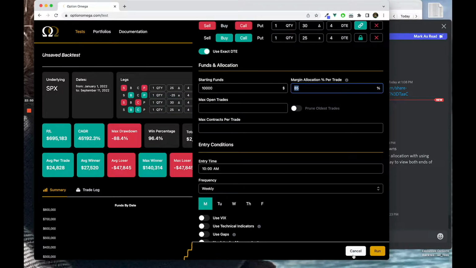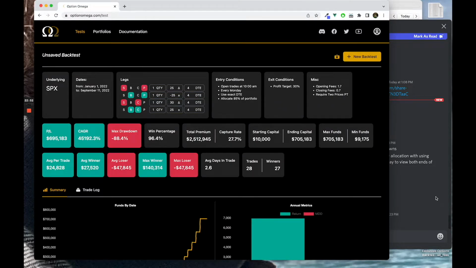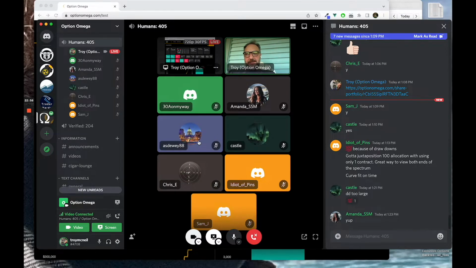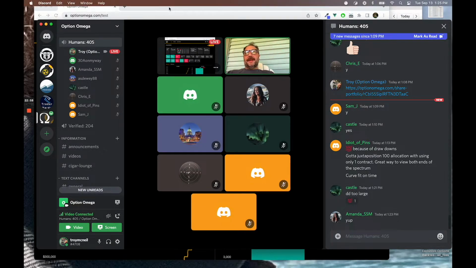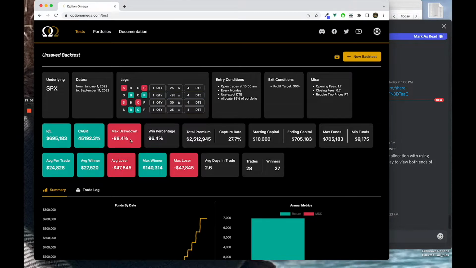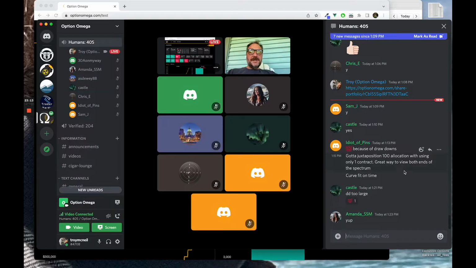Even at 85%, or say 50%, this is still a very good trade with a huge CAGR and all that stuff. It's not about that at a certain point. What it's about is, would you keep trading it? Because that's what positive expectancy requires. If you had a drawdown of 88%, would you keep going with that? So yes, that's one way.